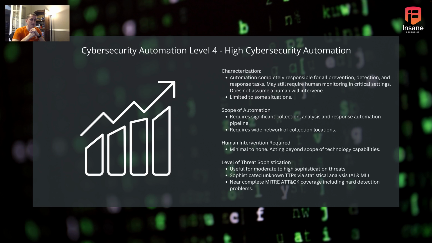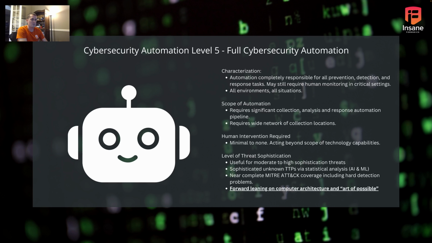The good news, though, is the human intervention is minimal to none, right? It's acting beyond the scope of technology capabilities. We can get to moderate and high sophisticated threats with this, where sophistication steps up quite a bit. AI, ML, other statistic methods are 100% at play here. And ideally, when you're at level 4, you have nearly complete MITRE ATT&CK coverage, including those hard detection problems, right? So in previous steps, it was less because the human was kind of cheating for it and helping it out. When you hit automation level 4, again, the system has got to be able to do this, in my opinion, to be considered a level 4 system.